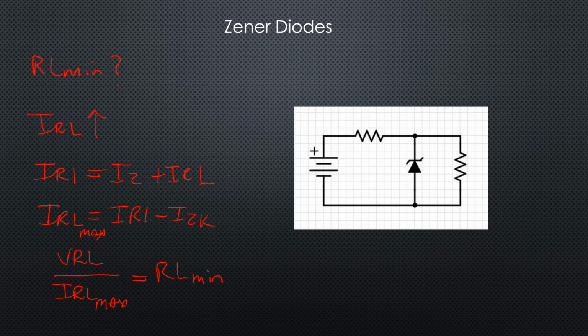to get the RL min. So RL min is going to be equal to VRL, which is VZ, divided by IRL max, the maximum current through the load, which is going to be IR1 minus IZK.